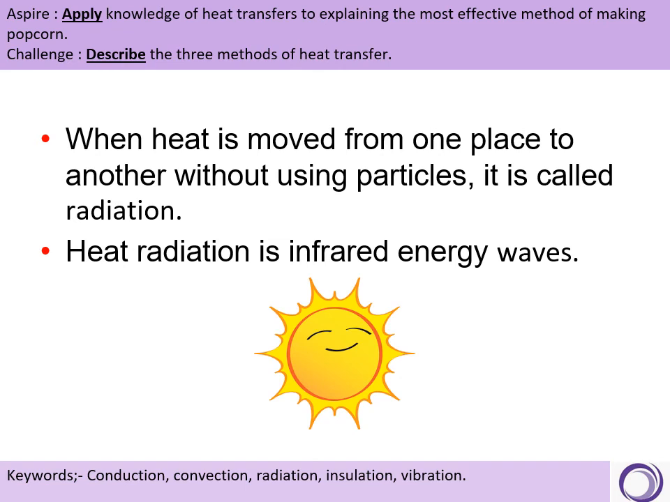Radiation can move within a vacuum. So a vacuum is a space where you have no particles. Think about your windows at home. Your windows may be double glazed. There's two panes of glass. In between there should be a vacuum.